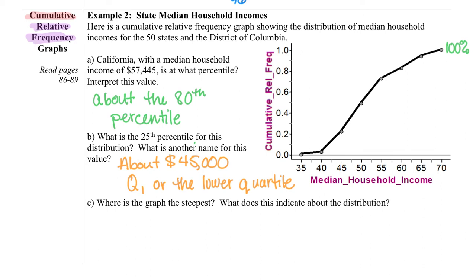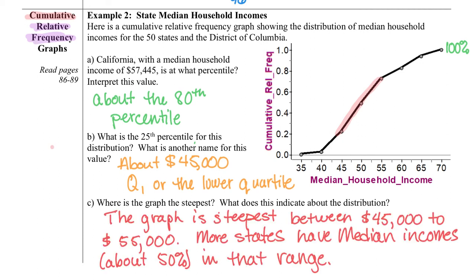And the final question is about where is the graph the steepest? And I'd go between here and here, maybe even just focusing on one area. But remember, what that means is that's a concentration of most of our values. So the way I stated this is the graph is steepest between 45,000 and 55,000. So we can see between here and here.